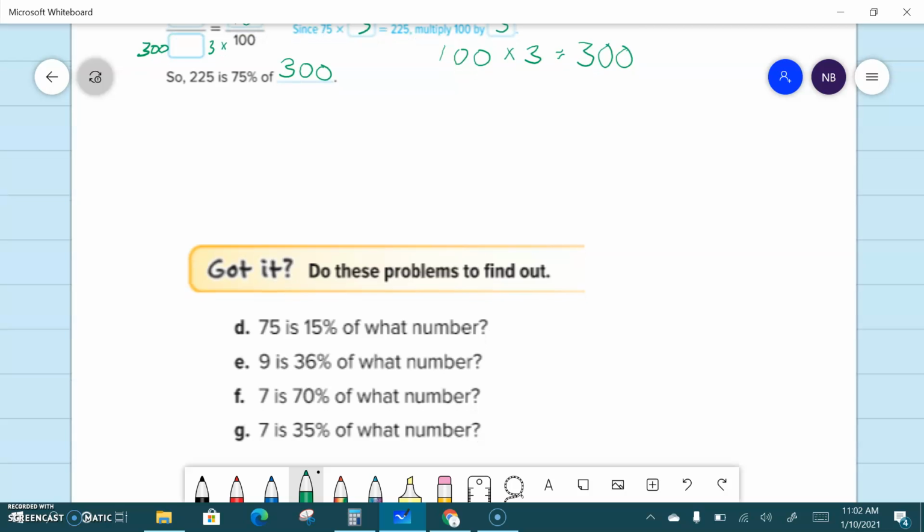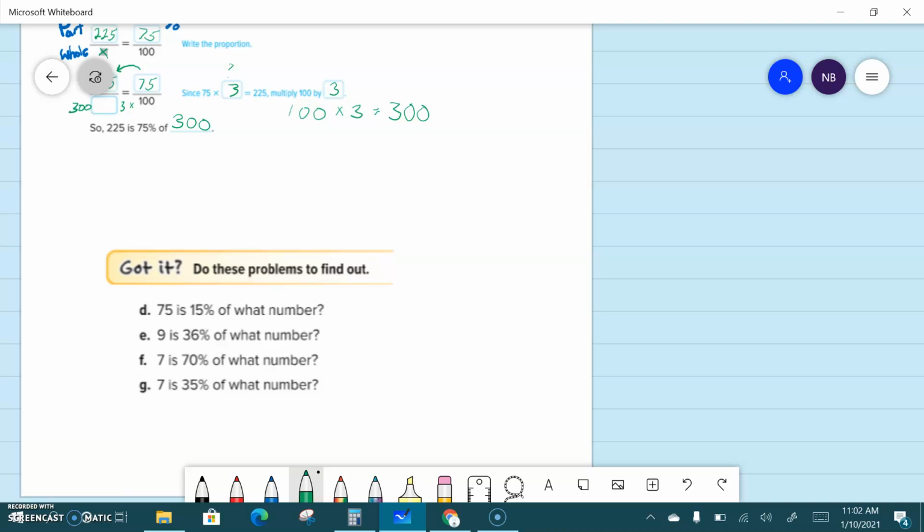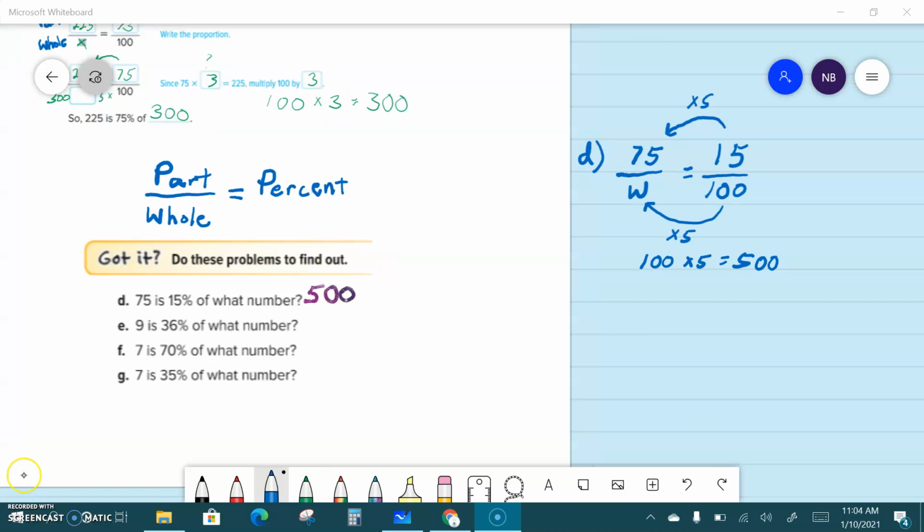So go ahead and take a minute and work on your got it. Okay, so if you look at D, I set it up as 75 over your whole, I'm just using W, equals 15 over 100. Okay, that's your percent. So what I did was I said 15 times 5 equals 75. So now I'm going to do 100 times 5 equals whatever W is. In this case, it is 500.